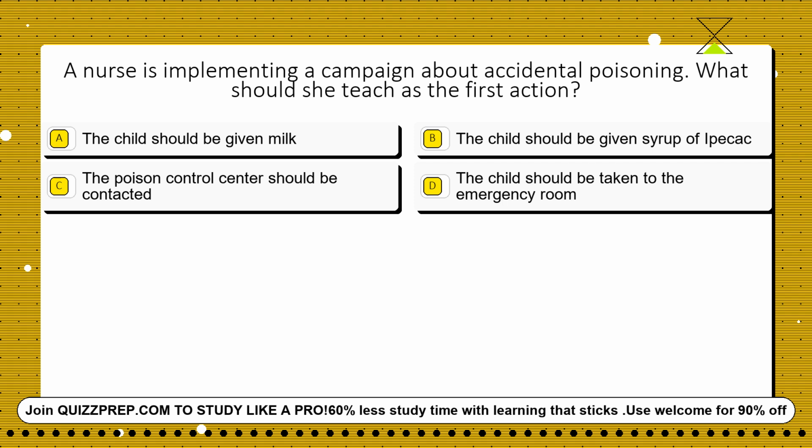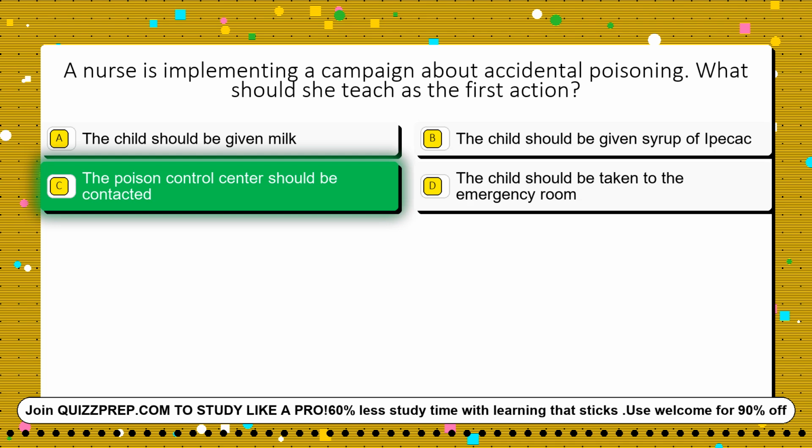Option A. The child should be given milk. Option B. The child should be given syrup of ipecac. Option C. The poison control center should be contacted. Option D. The child should be taken to the emergency room.